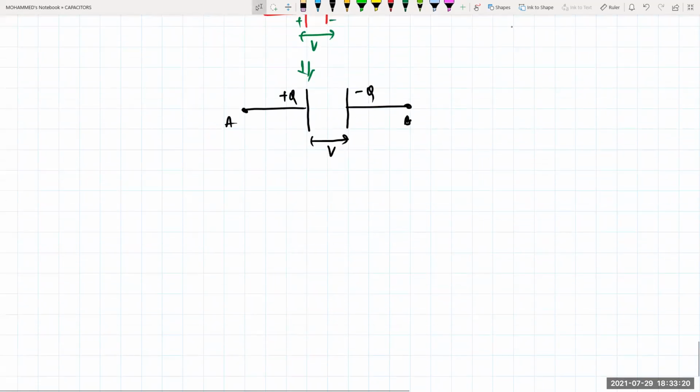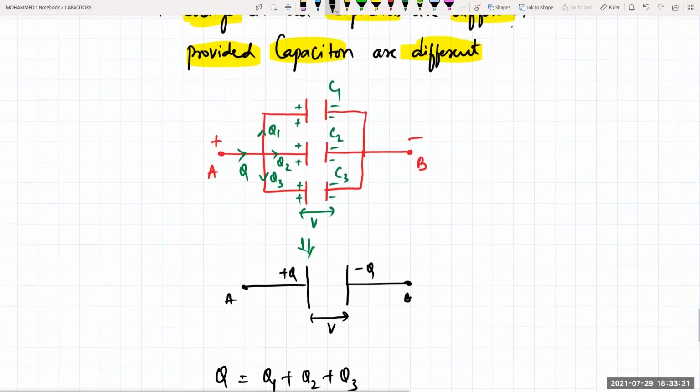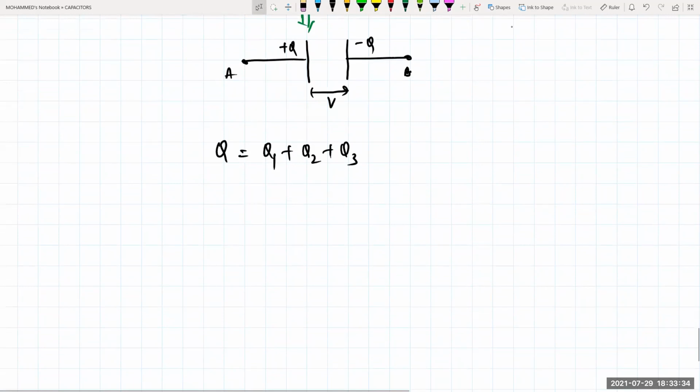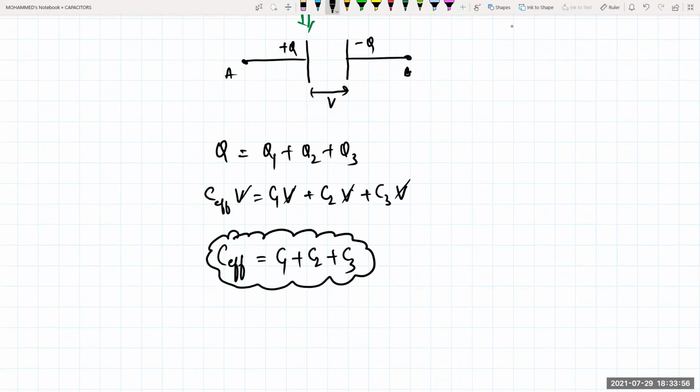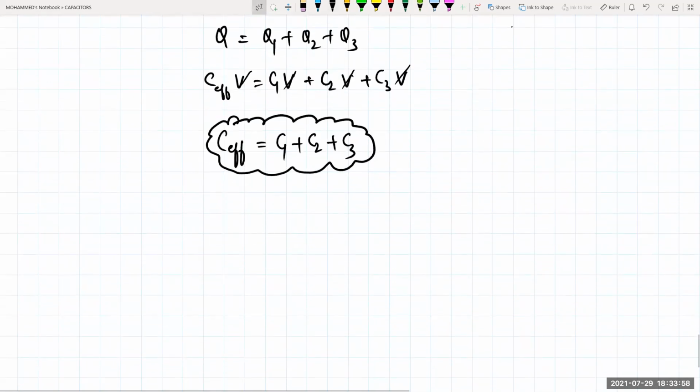Now, how do you write the combination? In this one, will charges be the same or different? Total charge will be equal to Q1 plus Q2 plus Q3. So whatever charge I have given, Q, that is getting divided into Q1, Q2 and Q3. Now, how do you write the charge? Q is equal to C effective into V, which is C1 into V plus C2 into V plus C3 into V. Everywhere the potential will get cancelled. So C effective comes out as C1 plus C2 plus C3. So this will be the capacitance in the parallel combination. Is that clear? Yes, sir.